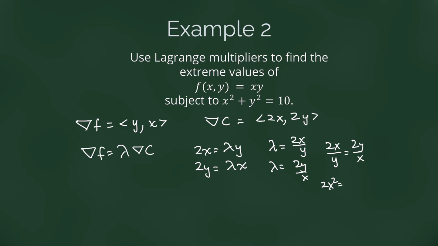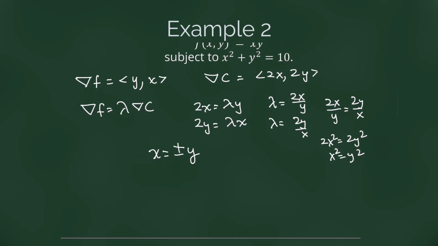In other words, 2x squared equals 2y squared. So that gives us that x squared is y squared. And square rooting both sides, we get that the relationship between them is that x is plus or minus y. So let's plug those into the constraint.